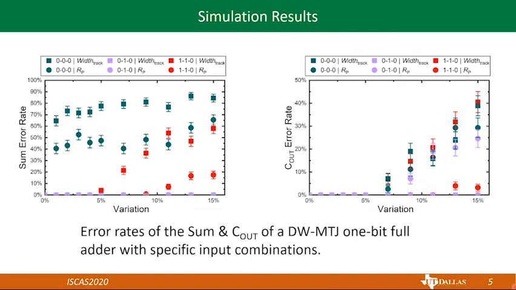To be more specific, we divide the errors into different input combinations. In these two plots shown here, we can find that some input combinations are more vulnerable to the process variation than the others, and the sum output in the adder is more vulnerable than the carryout.